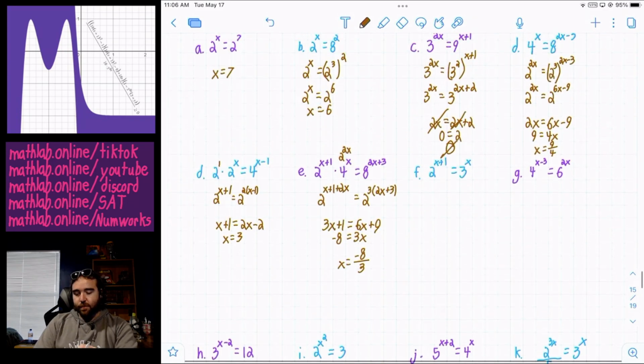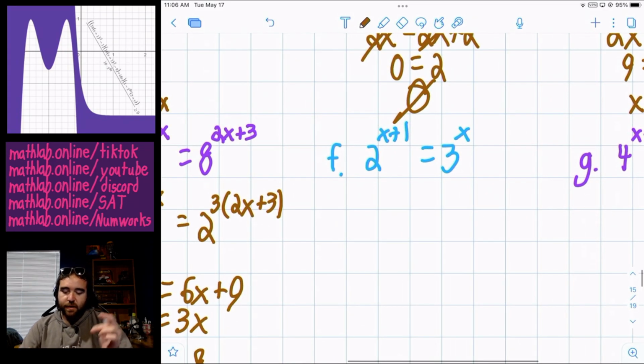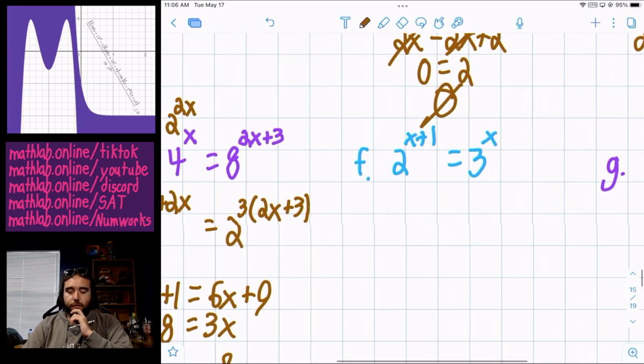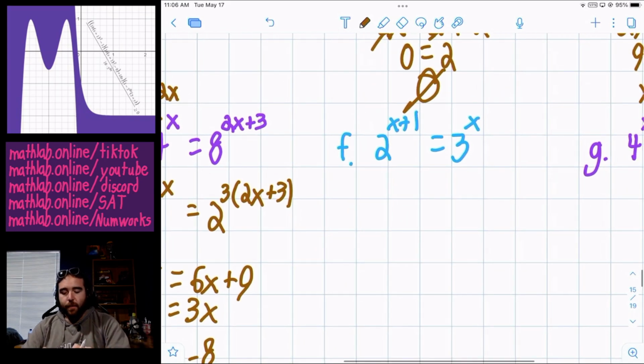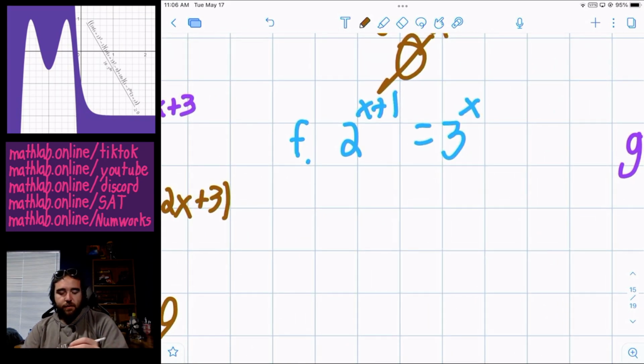All right, so now we get into the more complicated ones. These can be kind of grueling. So here's what we're going to do. We're going to take the log of both sides. But we've got a couple ways we can think about it. My preferred way is to take the log of both sides. It's not really better, but that's what I like to do.